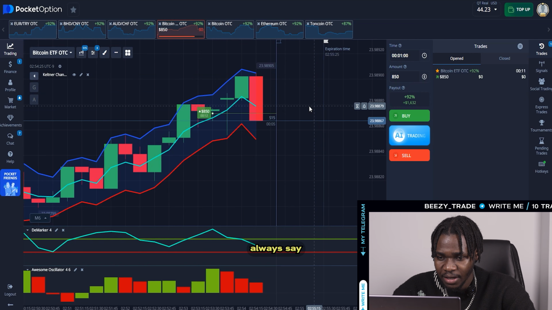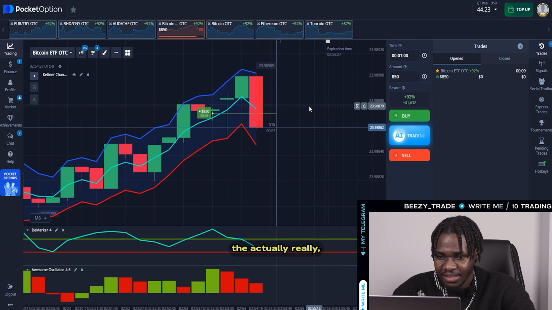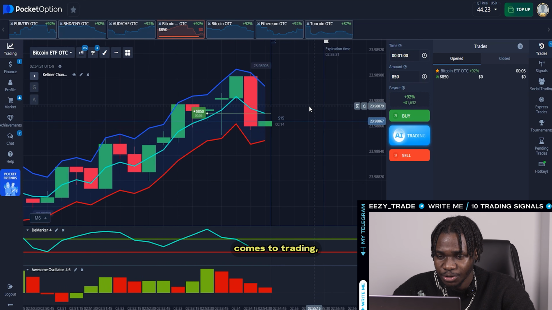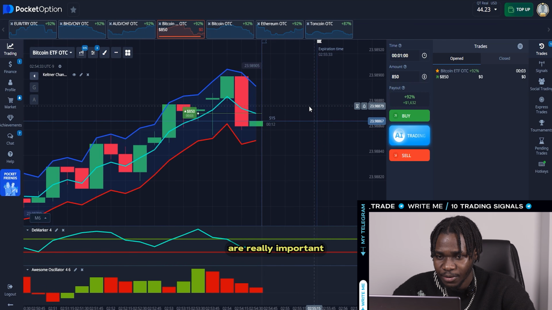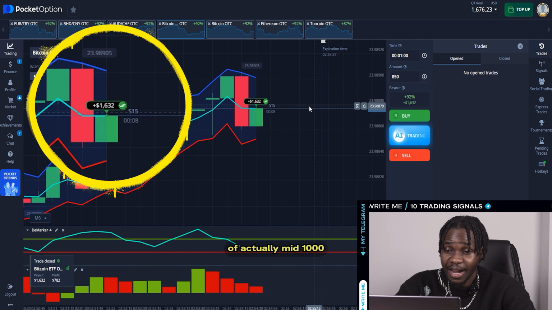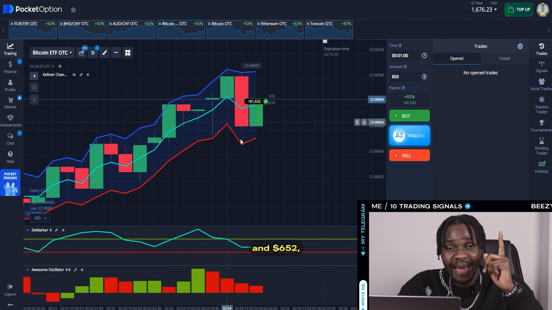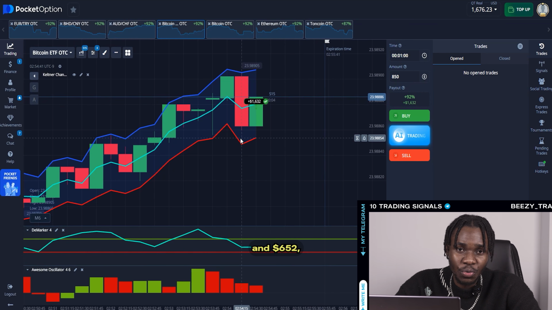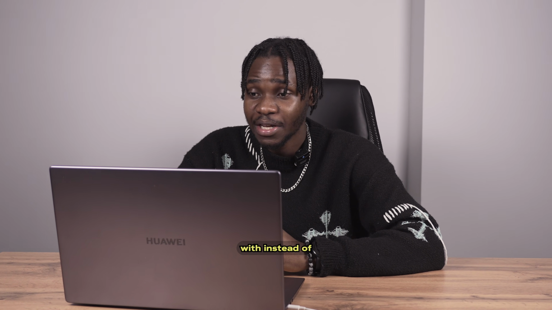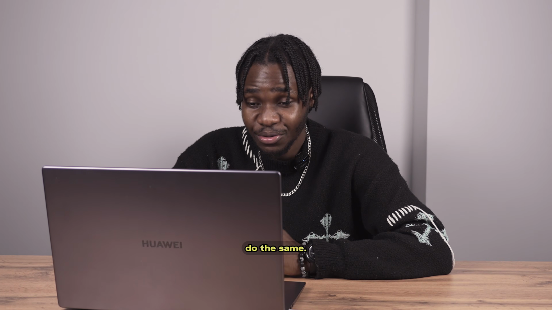And what I always say is that the indicators are really important when it comes to trading, because they are going to show you exactly where the market is going. And there it is, you have made $1,632. That's the amount that I've made, almost double the amount that we started with. We started with $850 and you end up making $1,632. So you can also do the same.